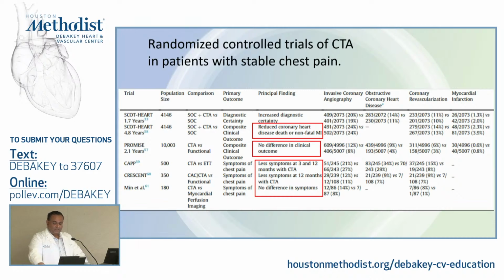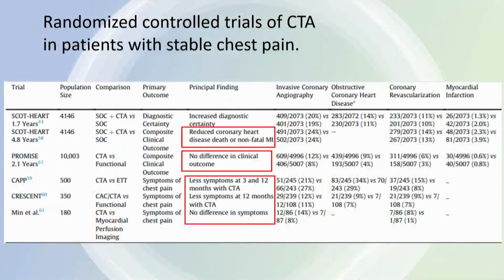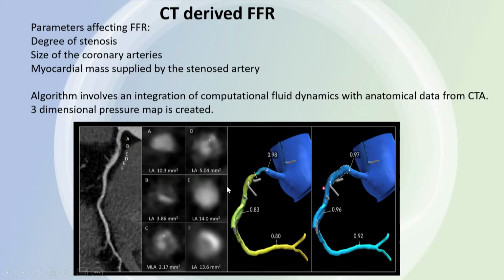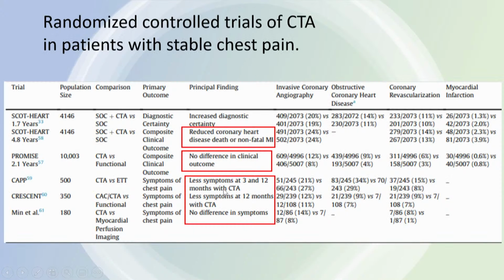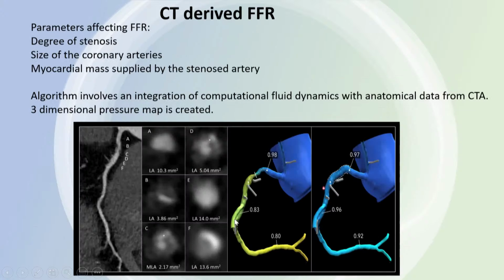So these are all the different randomized CT trials in patients with stable chest pain. We went over the SCOT-HEART and PROMISE. SCOT-HEART showed the reduction in MACE. PROMISE did not show reduction, but remember the median follow-up in PROMISE was 25 months, and they argued that it wasn't really powered to show difference in outcomes. These three trials, CAP, CRESCENT, and the MINT trial had different endpoints based on symptoms. Two of these trials showed decreased symptoms. This one did not show any difference in symptoms.